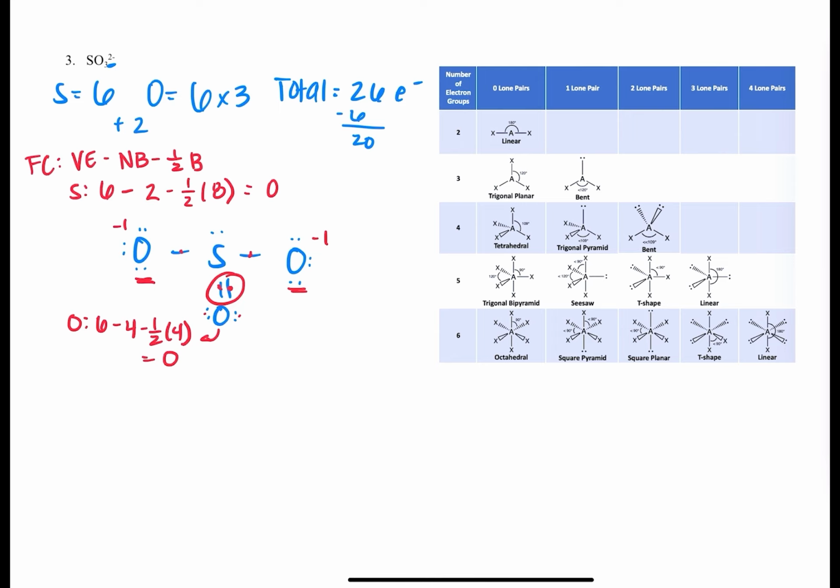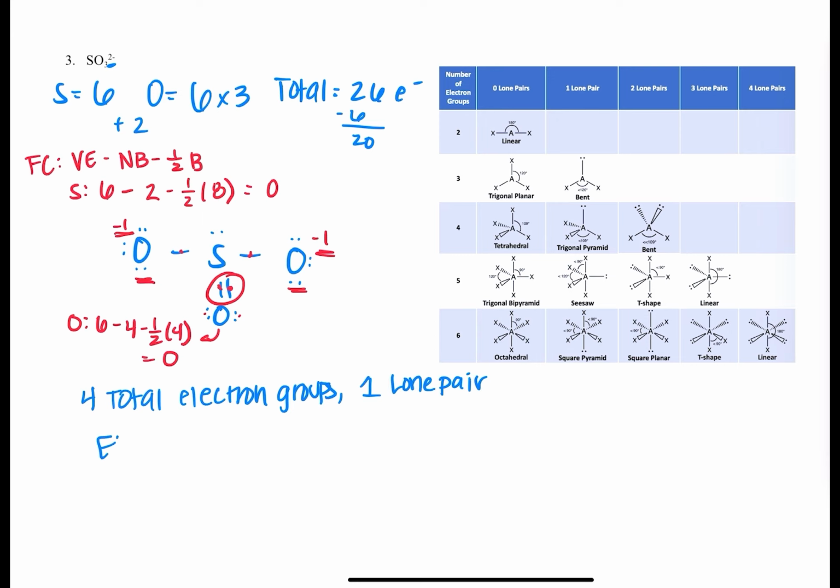So this is now our better structure because we have reduced the formal charges and we still have that overall charge of -2 because we have this -1 and this -1. So now let's look at the total number of electron groups surrounding the sulfur. We got 1, 2, 3, 4 total electron groups with 1 lone pair.